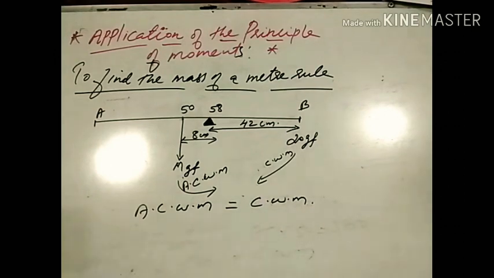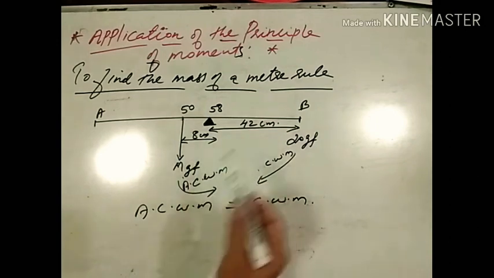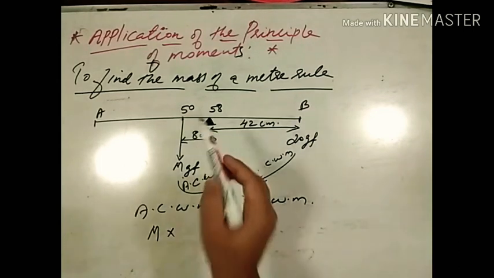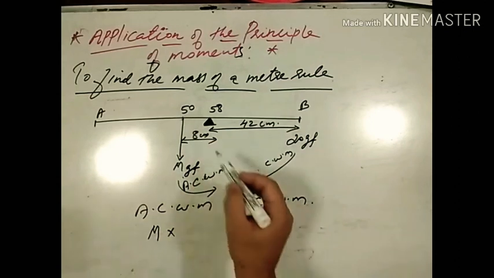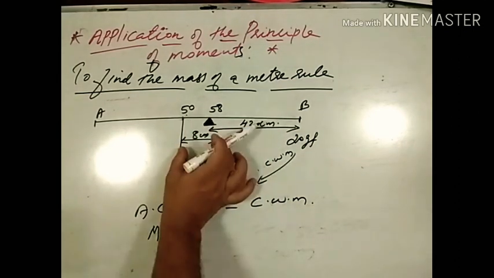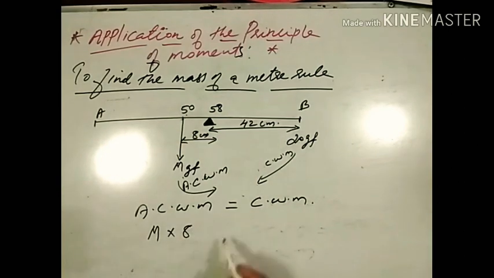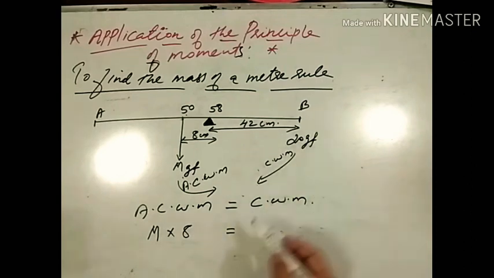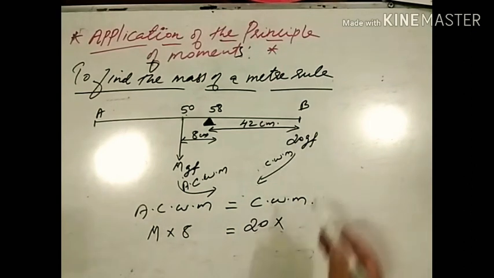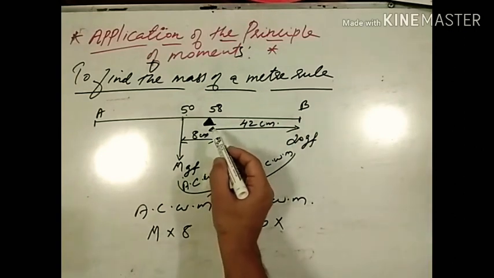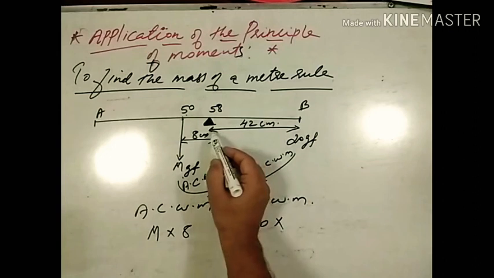What is anti-clockwise moment? Anti-clockwise moment is equal to the force. What is the force here, which is unknown to us? We can write m into the distance. We always measure the distance with respect to the fulcrum, that is 50 and 58. That is 58 minus 50, clearly marked here, 8 centimeter. That is equal to the clockwise moment due to the 20 gram force weight. Force is 20 into the perpendicular distance from the fulcrum. Remember that the perpendicular distance is always measured from the fulcrum.